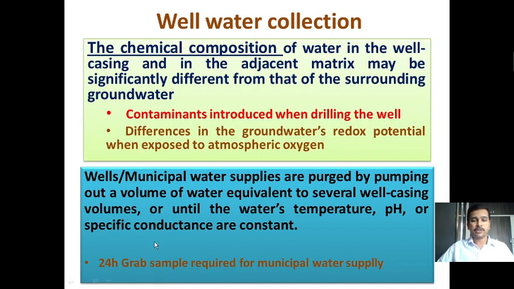Sometimes it is very essential to obtain samples by collecting water samples at definite intervals for at least 24 hours, because here the variation in the composition of the water sample is expected. Say, for example, a municipal water supply needs to be analyzed. You may have to collect the water sample over 24 hours. That means, suppose this morning at 10 o'clock you collected the water sample.